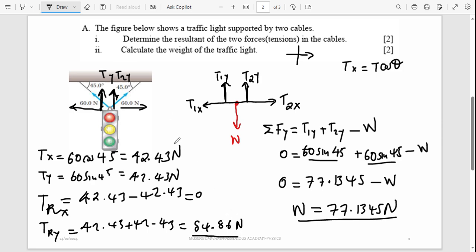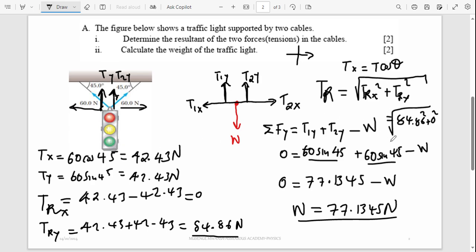Now when you know the x component and the y component, when you are finding the resultant, the resultant is given by the square root of the resultant in the x squared plus the resultant in the y squared. So what you are going to do is simply get 84.86, you square it, plus the one in the x we found is 0, you square it, and then you square root. So the answer will just be 84.86 newtons. So that is it.